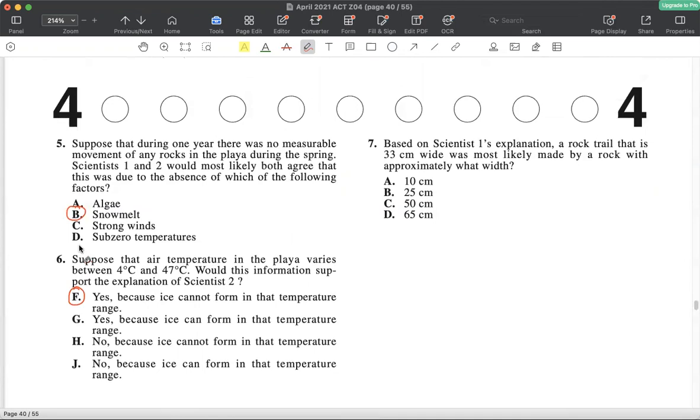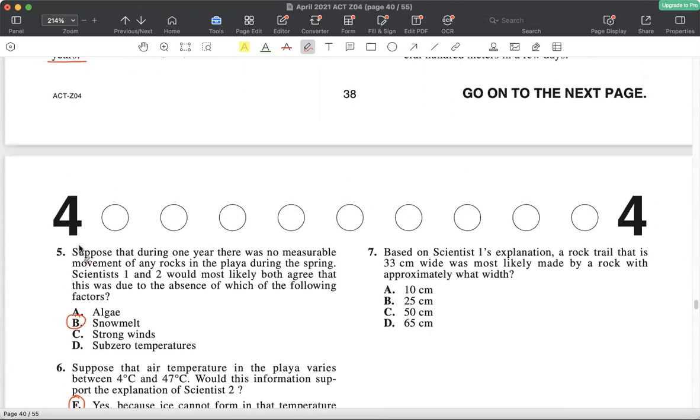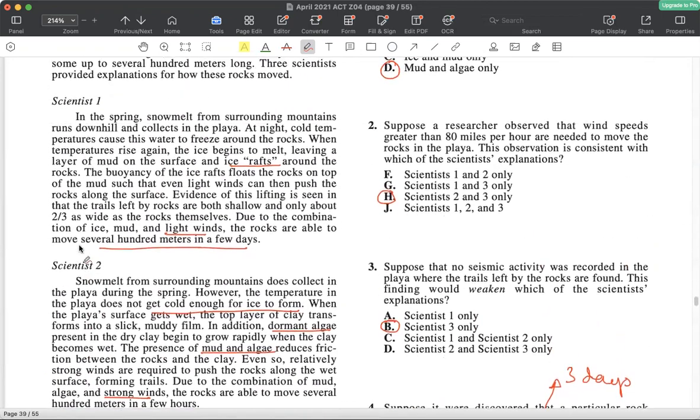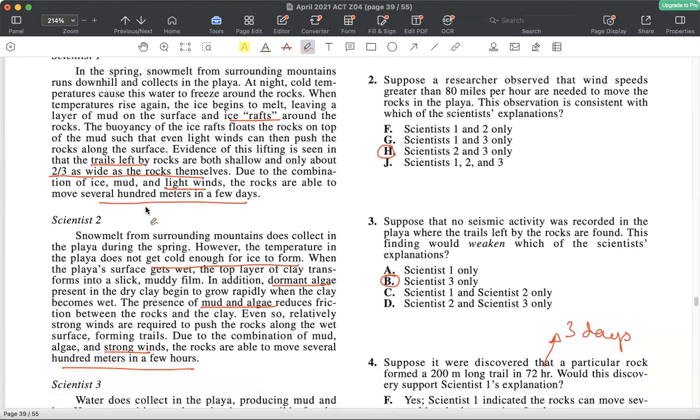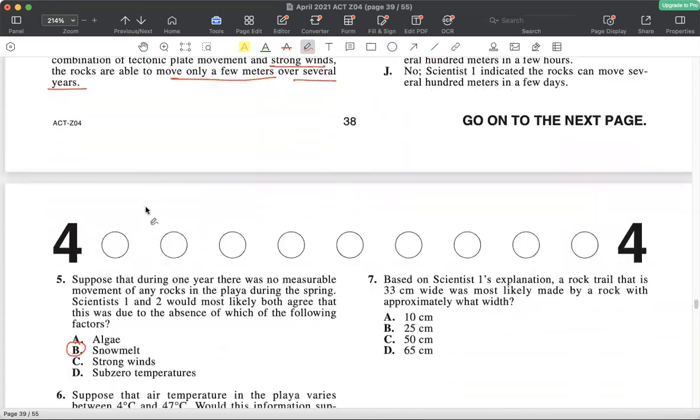Based on scientist 1's explanation, a rock trail that is 33 centimeter wide was most likely made by a rock with approximately what width? Okay, so evidence of this lifting is seen that the trails left by rocks are both shallow and only about 2/3 as wide as the rocks themselves. So the width of the trails is 2/3 the width of the rocks.